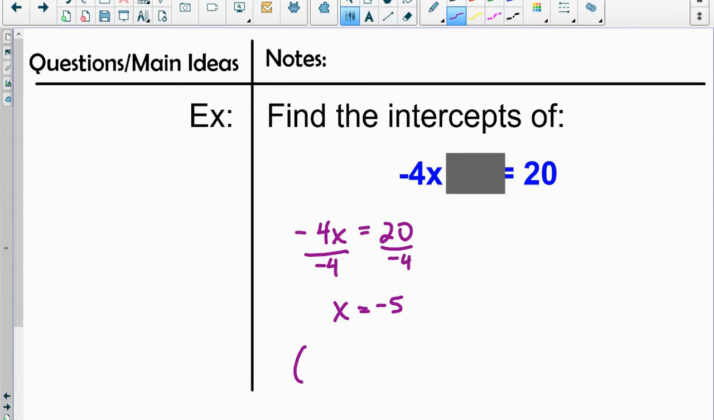So my intercept, and I'm thinking about my numbers, the x-coordinate, which always goes first, was negative 5, and that was because my y-coordinate was 0.